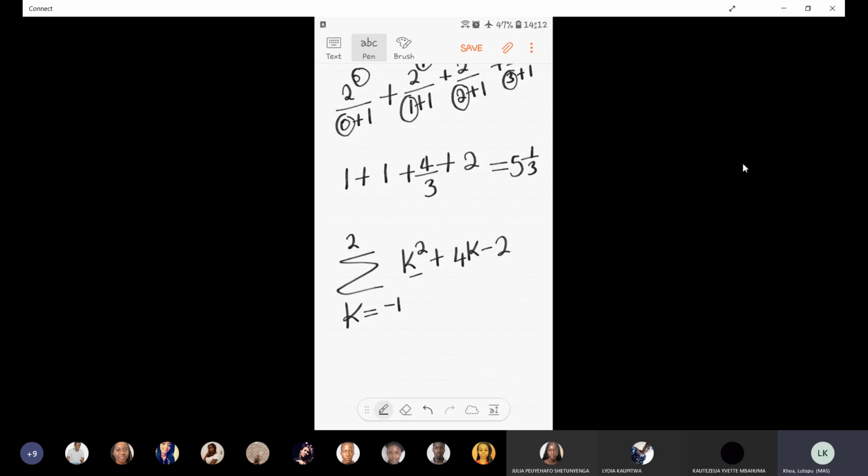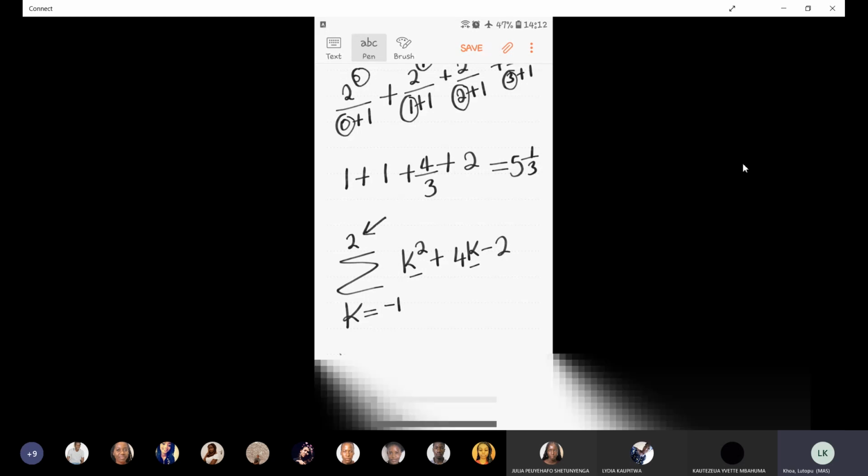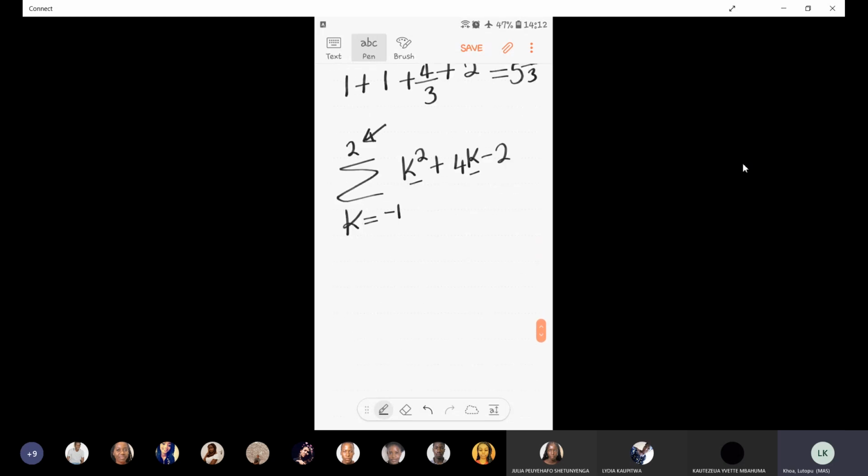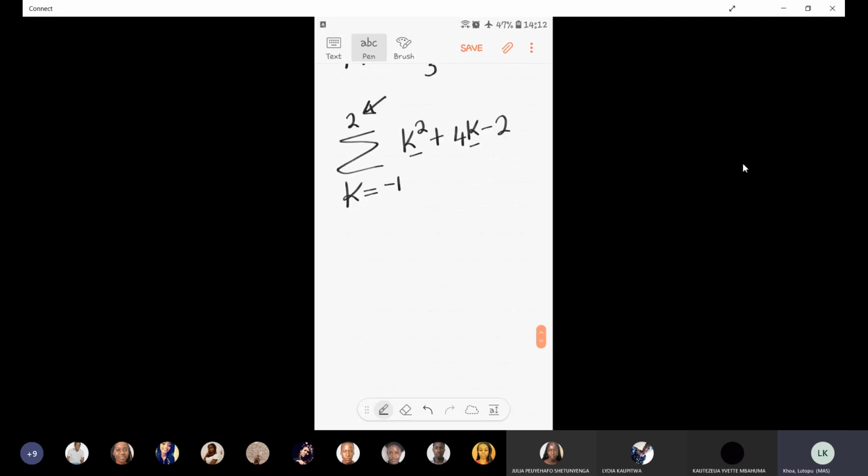You start with k is negative 1, you get your answer, then you add that when k is 0, you get your answer, you add that when k is 1, and also when k is 2. So when you get to k is equal to 2, that is where you stop. Okay, so that is how the sigma notation works. Now when we have a sum, we can also write it in sigma notation.